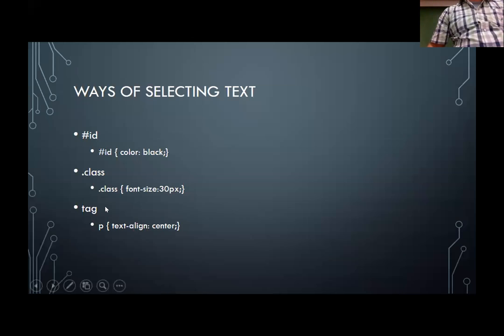And tags are kind of set in stone. Now, there are only a handful of them: paragraph tags, P tags, H1 tags, input tags, button tags. That's basically the HTML thing that you put inside angle brackets when you're writing your HTML. So you can target by tag, you can target by class, and you can target by ID.